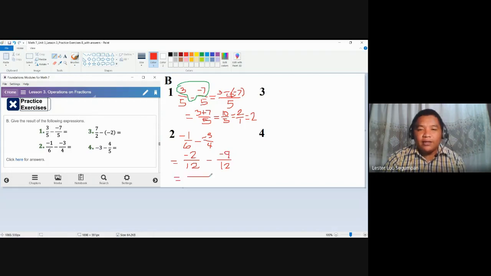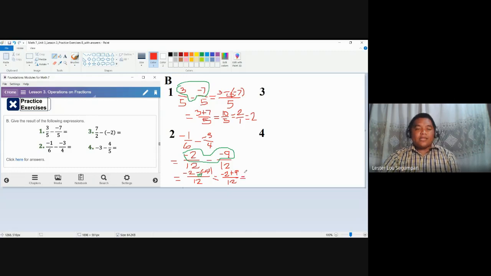Now that they are similar, we copy the denominator and we simply operate the numerators. So we have here negative 2 minus negative 9. Before we compute the result, again, another double negative property is found here. So this would result into negative 2 plus 9 all over 12. So negative 2 plus 9, it's now a process of integers again. So the answer for that is 7 over 12.